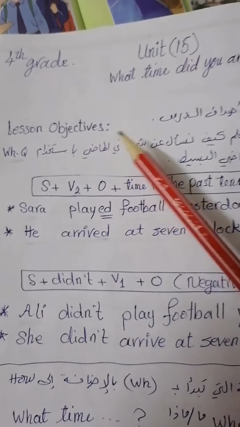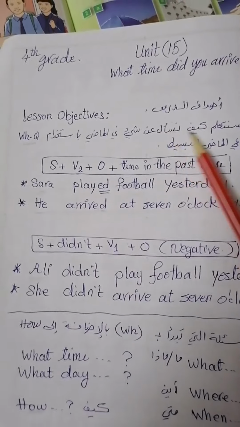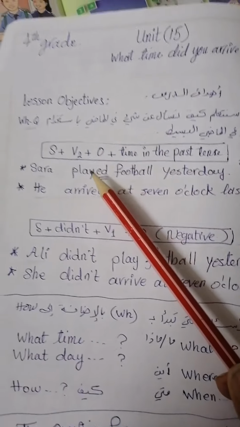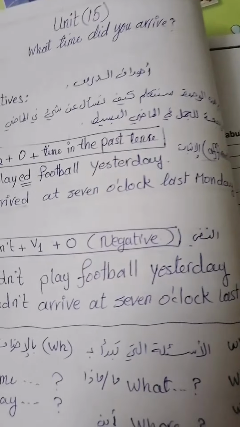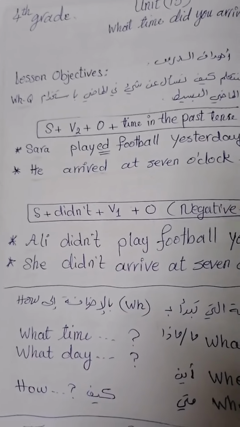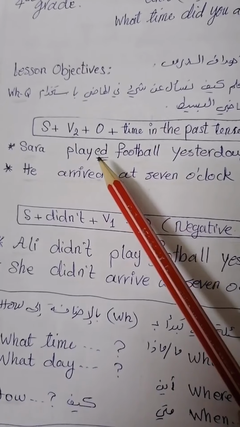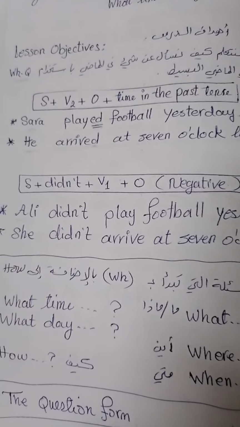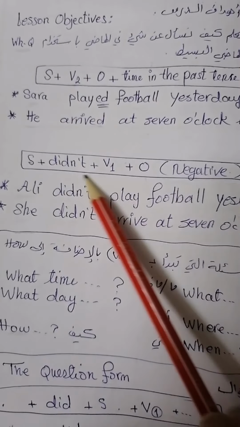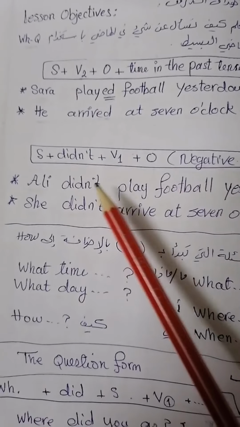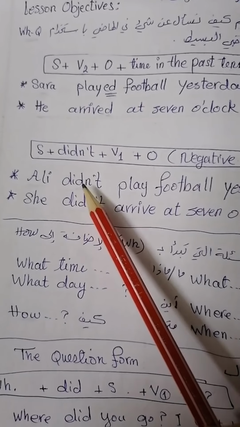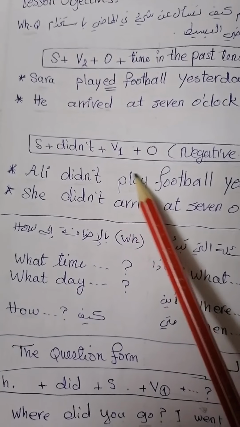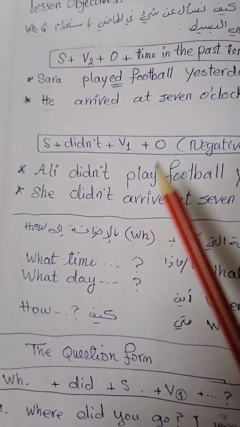Okay, my students, we discussed the lesson objectives. How can we form a sentence in affirmative? In the past tense, we add ed to the verb. Don't forget that. And in negative form, we add didn't before the verb, and the verb will be verb 1, infinitive.